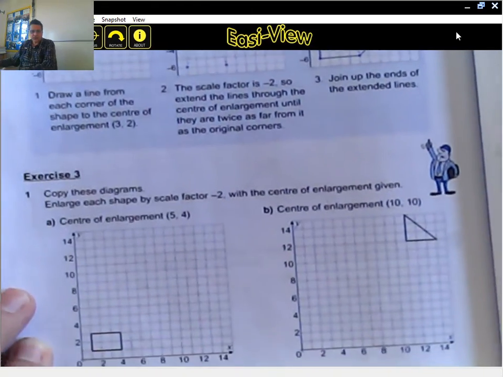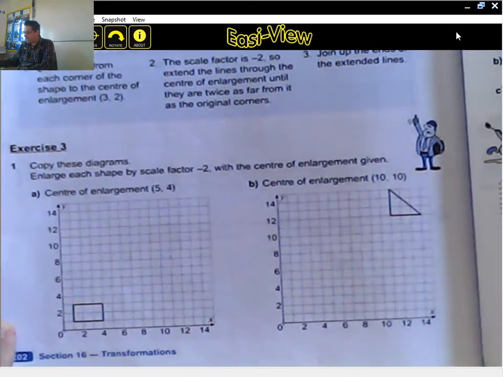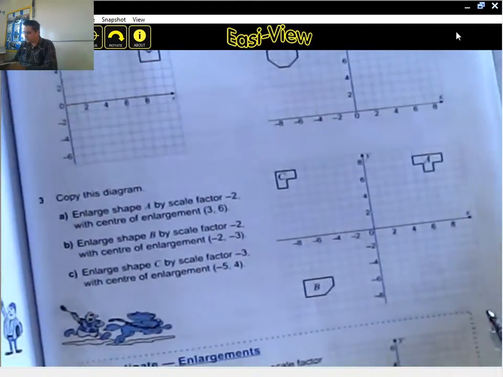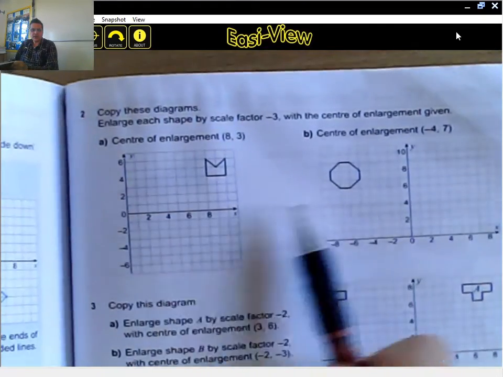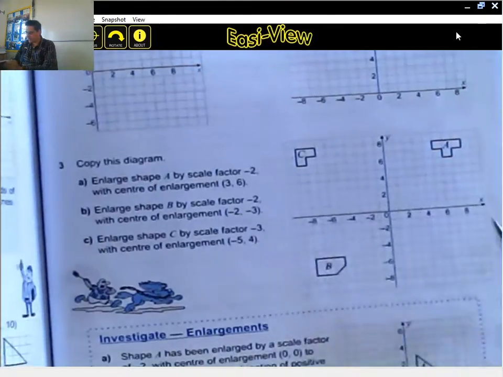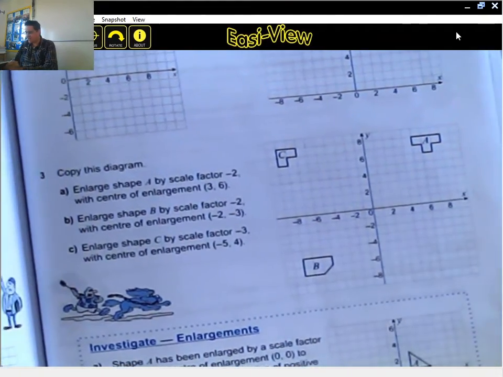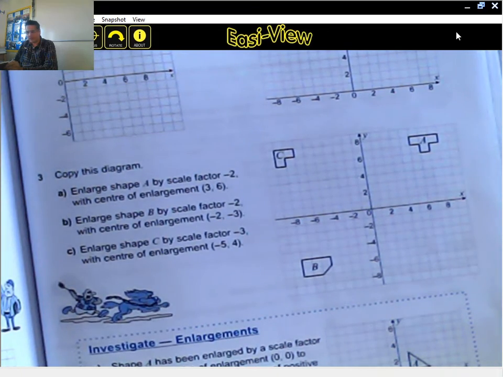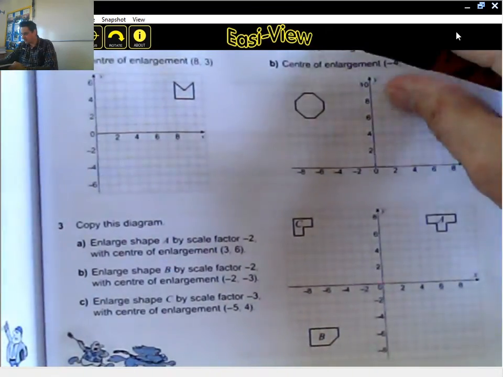There's exercise 3, question 1, A and B, and there's question 2. Just do question 2A, because that's a real pain to draw from memory, and this looks like a pain as well. But at least get the grade 7 bit done. Question 1 and 2A is my instruction to you.